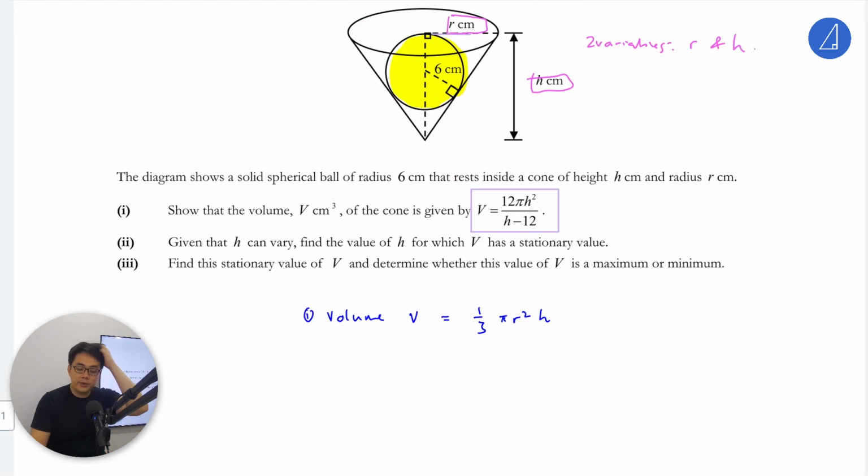So now the question is, this volume here and this volume here, what's the difference? This is in terms of r and h. This one has only h, right? So in other words, just like what we usually do in application of differentiation, you need to be able to find the relationship between both of them.